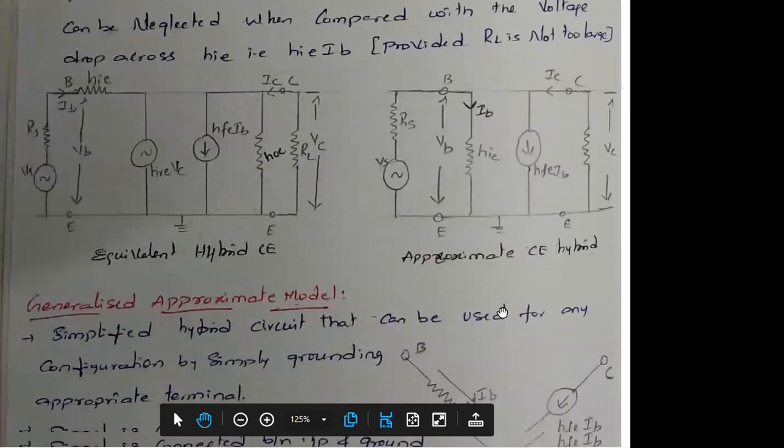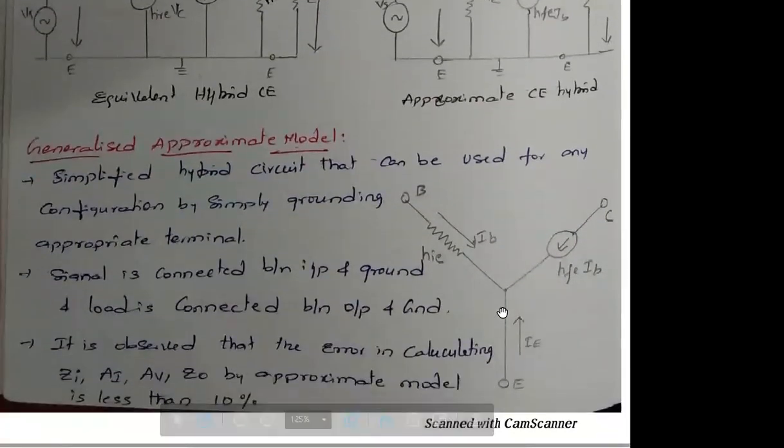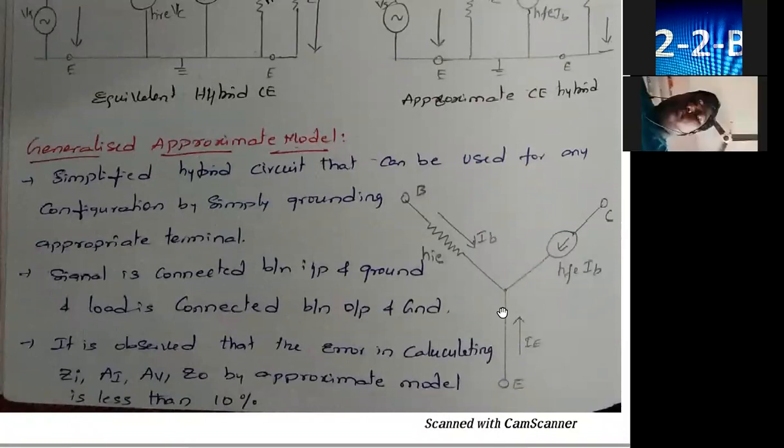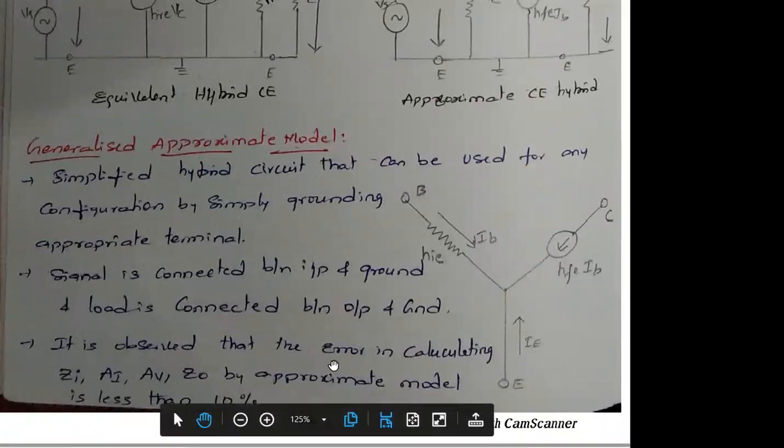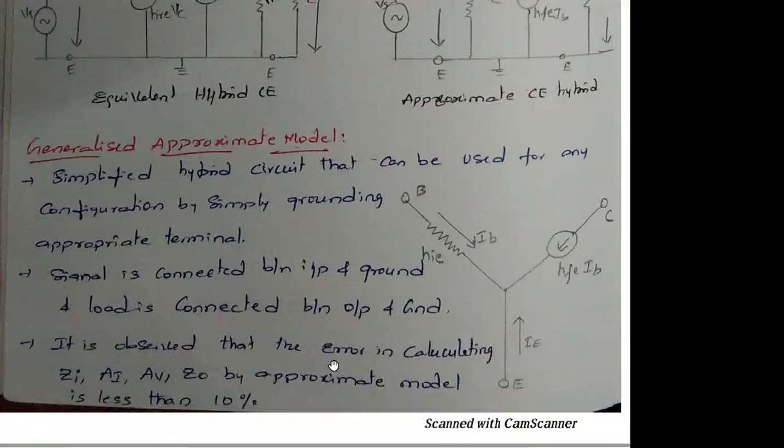These things have been verified, and simply we can remember the circuit like a Y model, a generalized approximate model for common emitter. You can observe here we have eliminated the HRE term and HOE term, the simplified function. That is, for common emitter, the emitter is common. The input is applied between the base and emitter, and the output is taken between the collector and emitter.